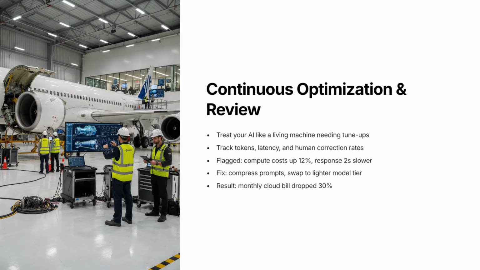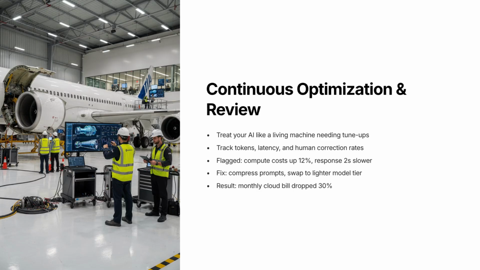Let's break this down together with an office example. After 60 days of running our automated billing tool, your continuous optimization dashboard flags an unusual metric. The cloud compute costs are creeping up by 12%, and the system response time has slowed down by 2 seconds. You drill down into the data logs and discover that because users are typing longer, more conversational questions into the prompt box, the system is burning extra tokens unnecessarily.